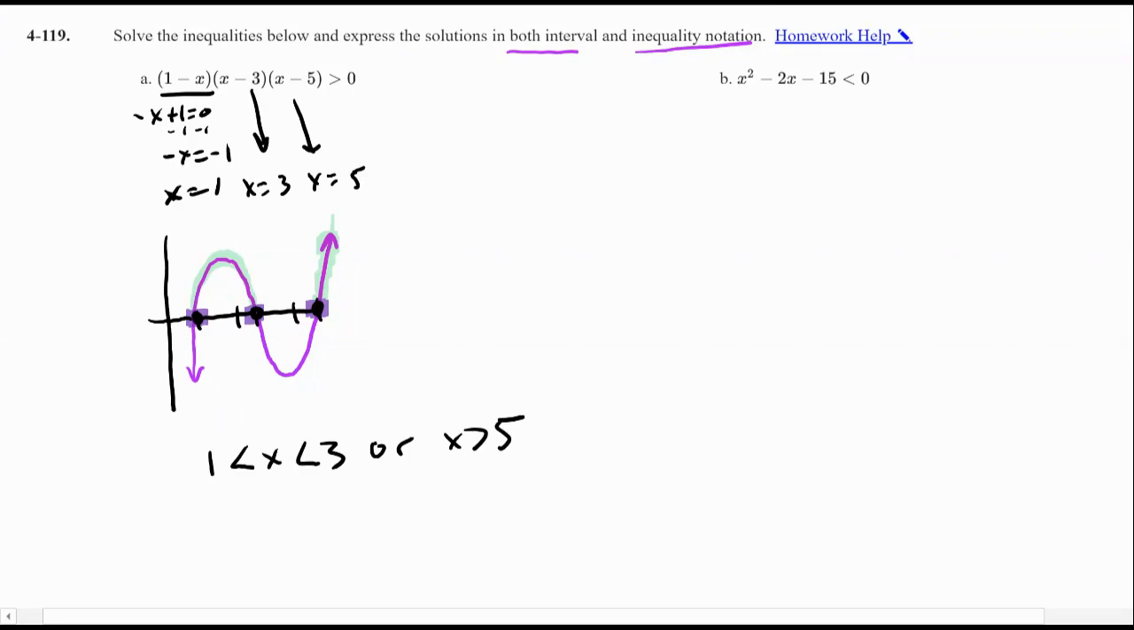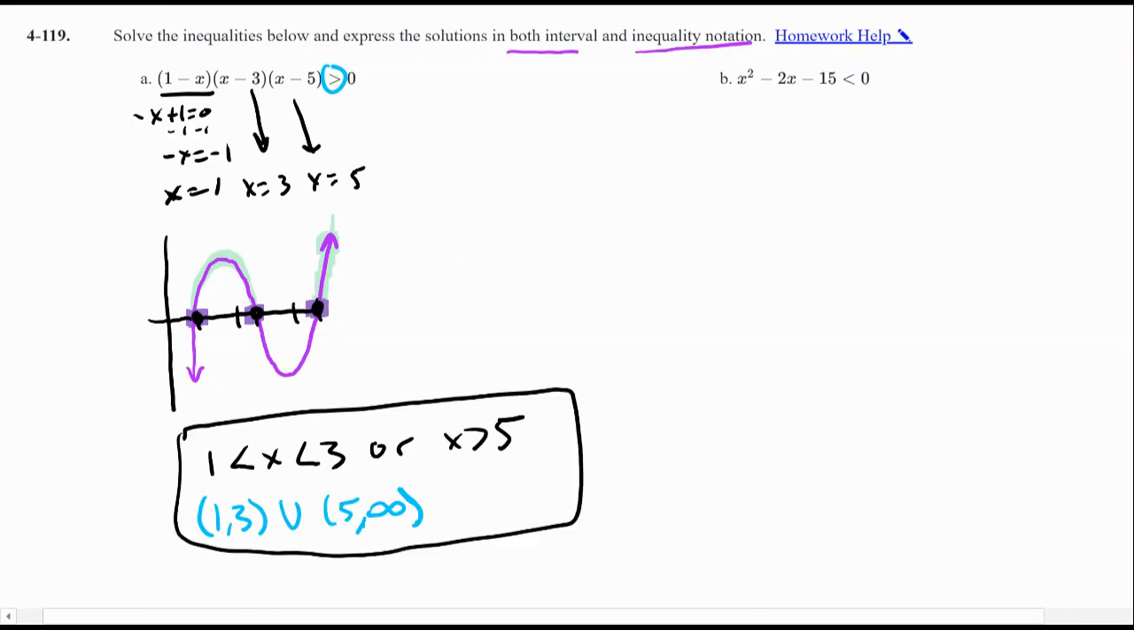That's inequality notation. Interval notation would be between 1 and 3, and since it's just this greater than symbol, that is why I am just using parentheses or less thans. And then for the or, I use this union symbol, and then I say from 5 to infinity. So here are my actual answers. These are the x values where it creates a number that is greater than 0: between 1 and 3, and greater than 5.